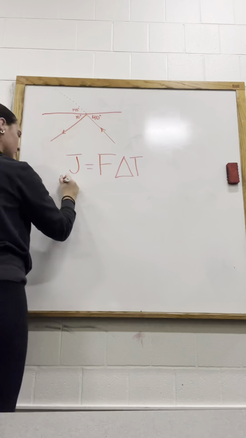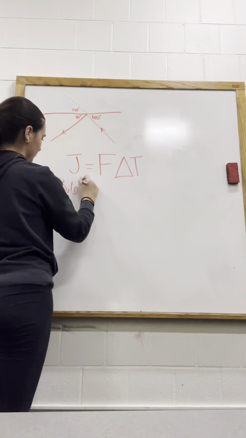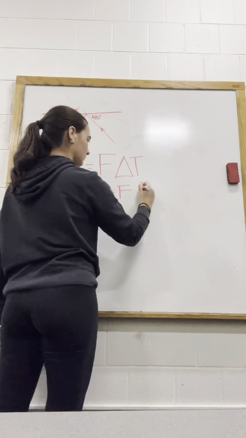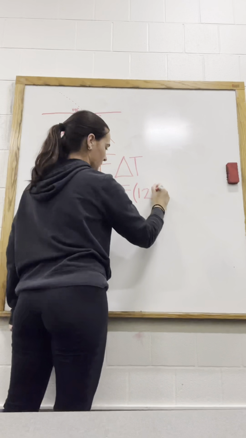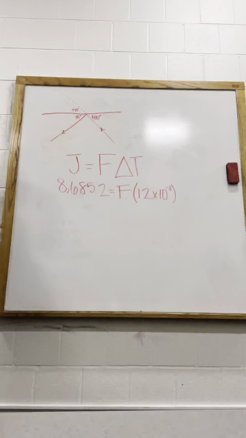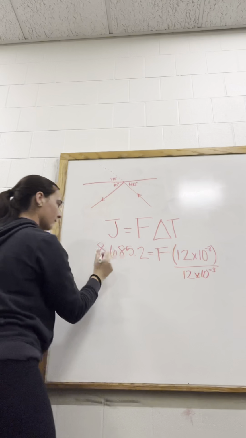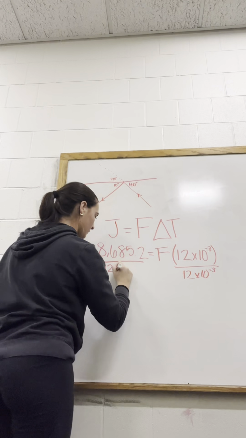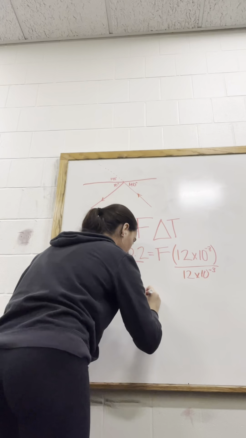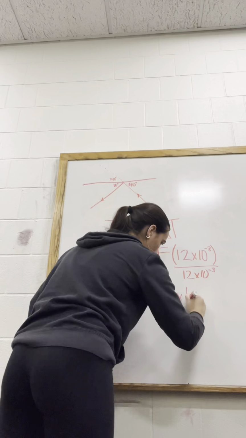Now we have to solve for the force that the driver experienced during this collision. We do this by plugging in J and delta T. After plugging in all of these values, we find that the total force acted upon the driver is 7.2 times 10 to the 5th.